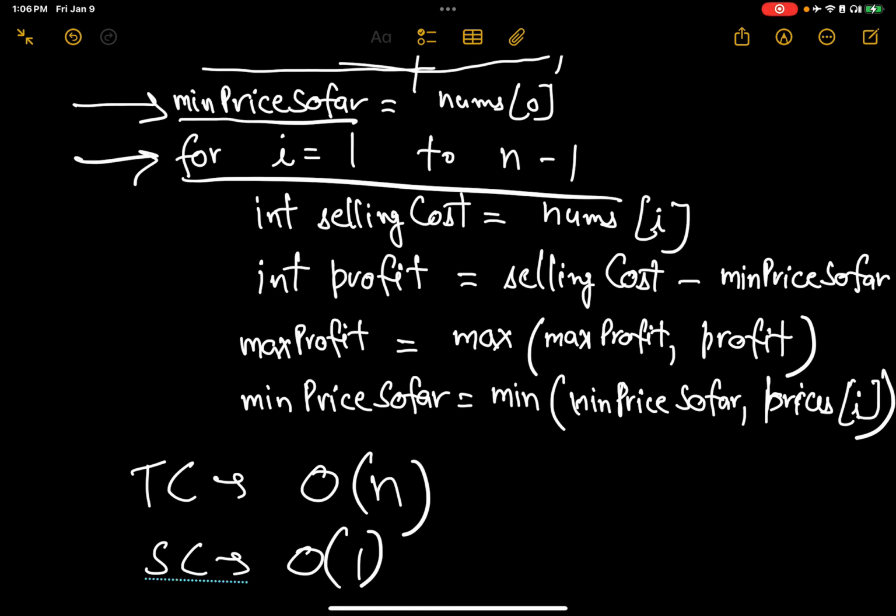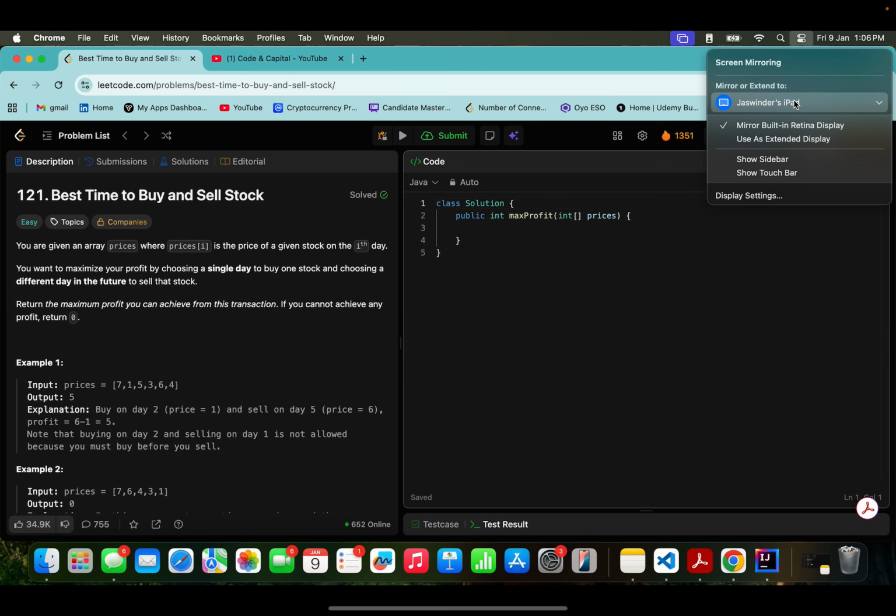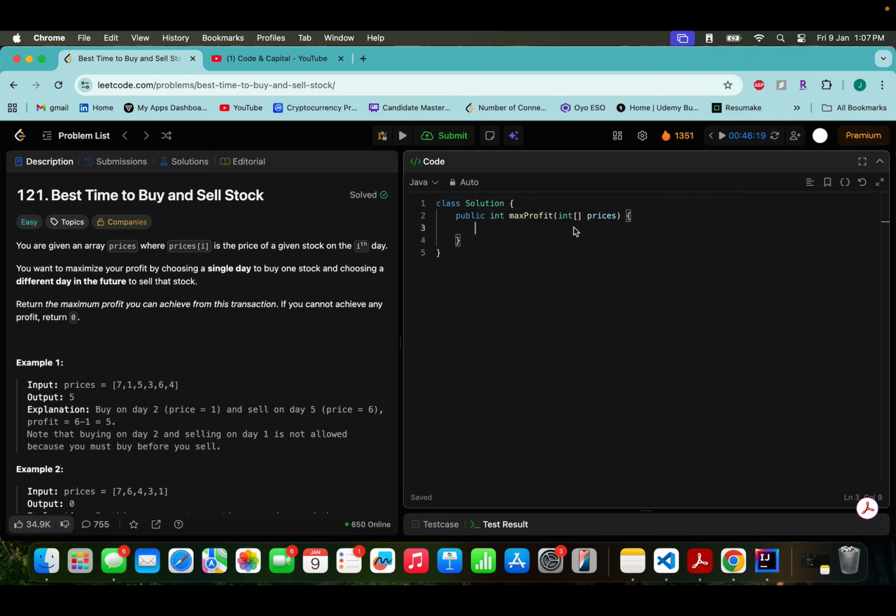Now I'll try to show you this code on the Leetcode website. Okay. So if you notice, I'll be just using the same approach which I used earlier. So I'm been given the prices here. I'll just create one variable min price so far. Initially it will be the first index. I'll have int max profit initialized to 0 because if all the prices are in decreasing order, it doesn't make sense to do any transaction. I could just not do any transaction and still earn max profit, right?